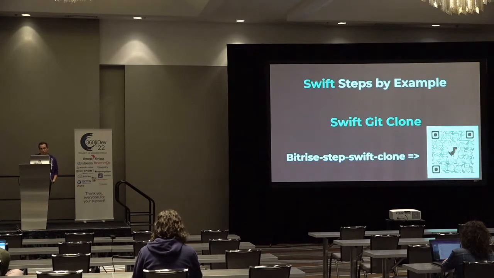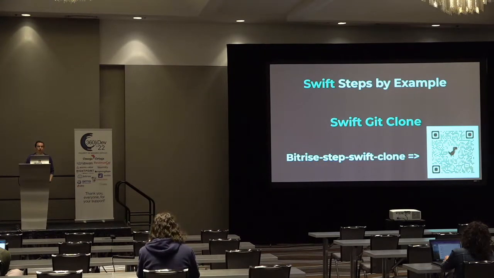I'll leave this slide up for just a few minutes. I'm going to demo some of the features of a custom automation that I wrote in Swift, and it's using Swift Package Manager. Basically, it's a simple wrapper around git clone. Pretty much every automation flow in Bitrise is going to have to clone a repository to get its job done. That QR code will take you to my repo.